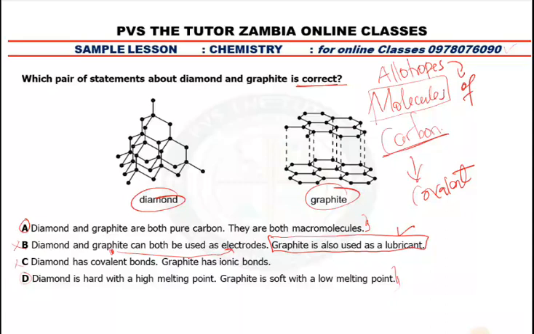I hope I've explained something to you. Yes, they are both macromolecules. They are big molecules of carbon, and they are both pure carbon. As I said in the beginning, they are allotropes of carbon. So A or D can be an answer.